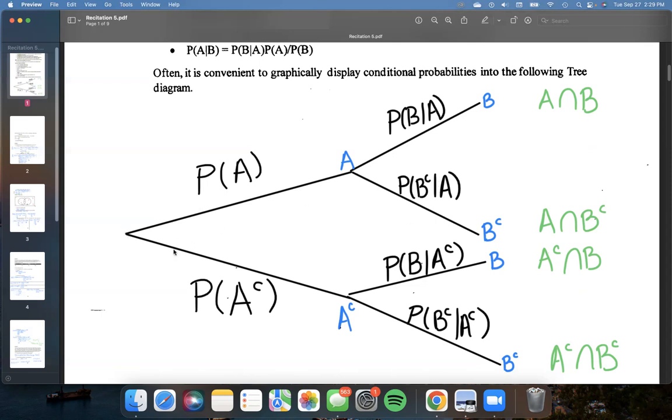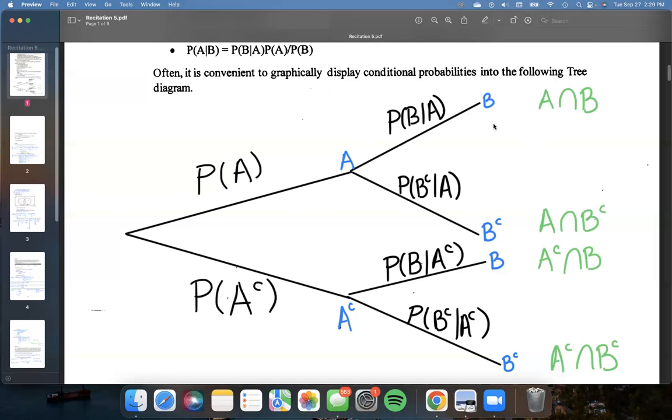And then this lower half, so if A did not occur, so if we have A complement, then to get B, we would have probability of B given A complement. And then if B complement occurred, then we would have probability of B complement given A complement.